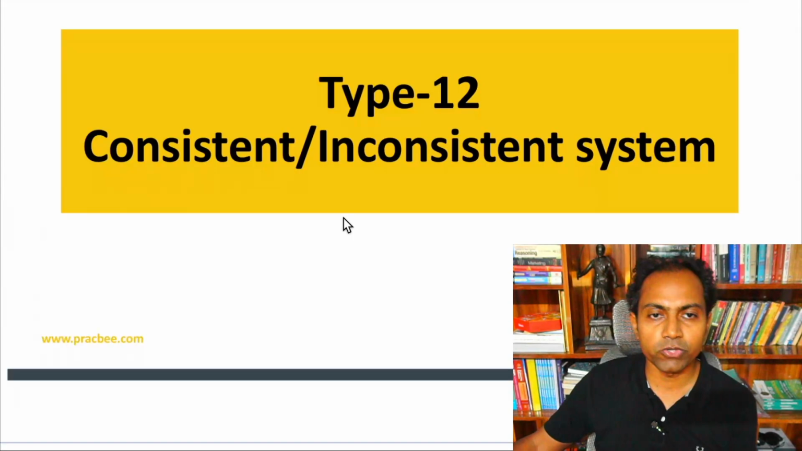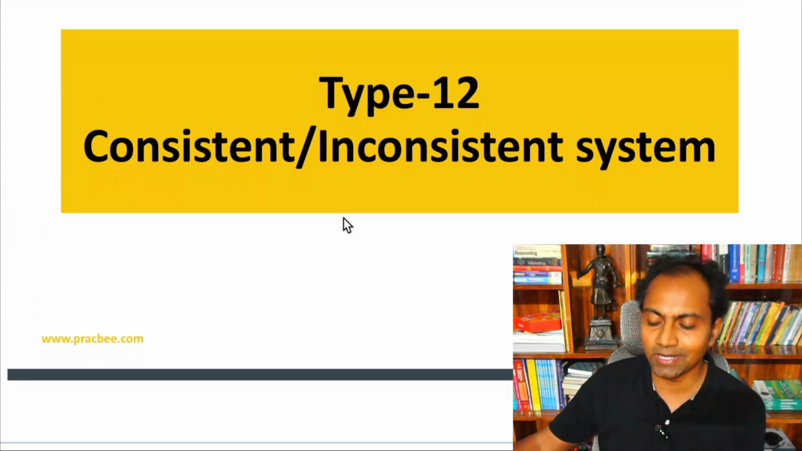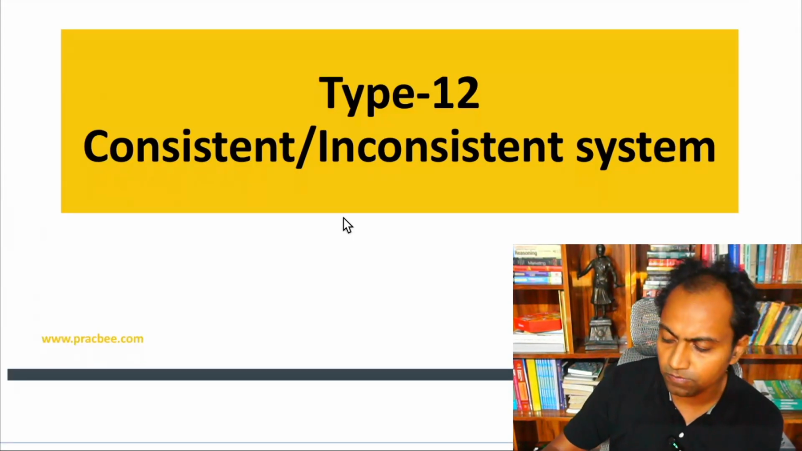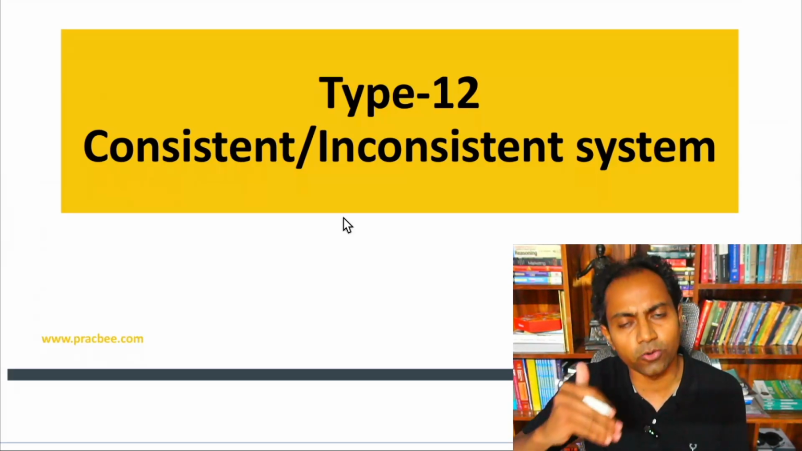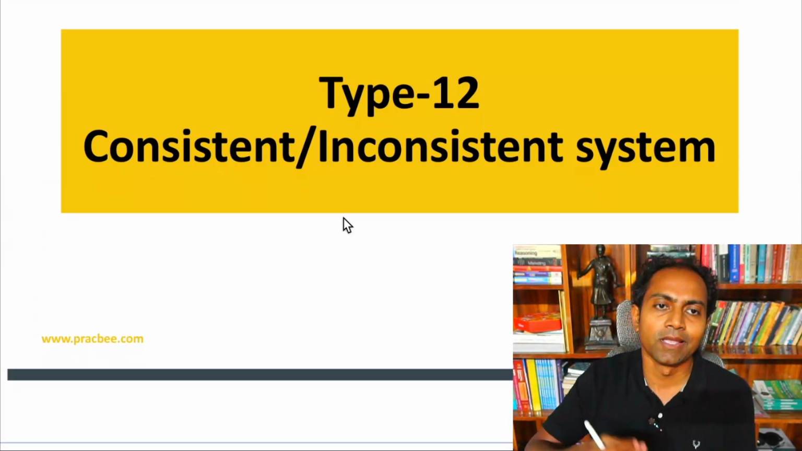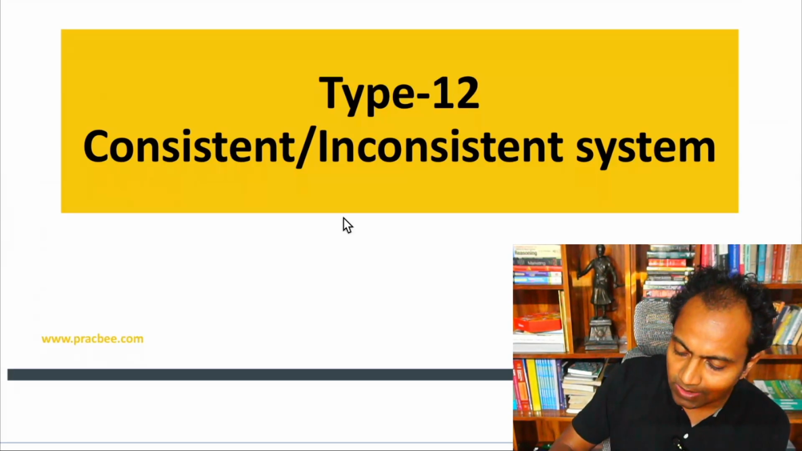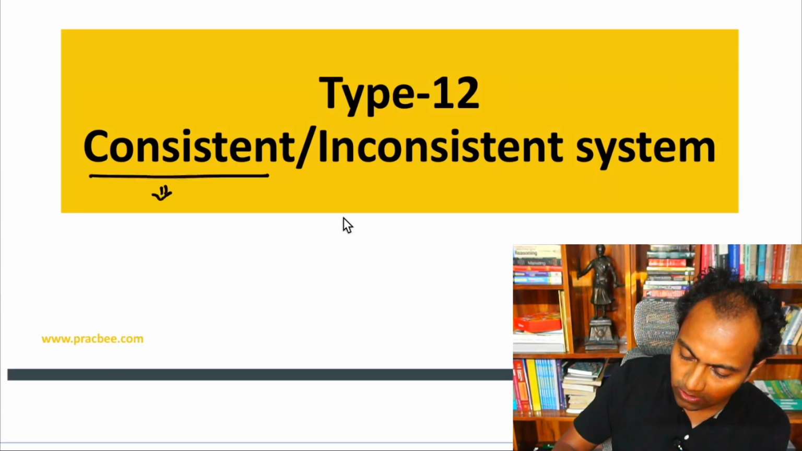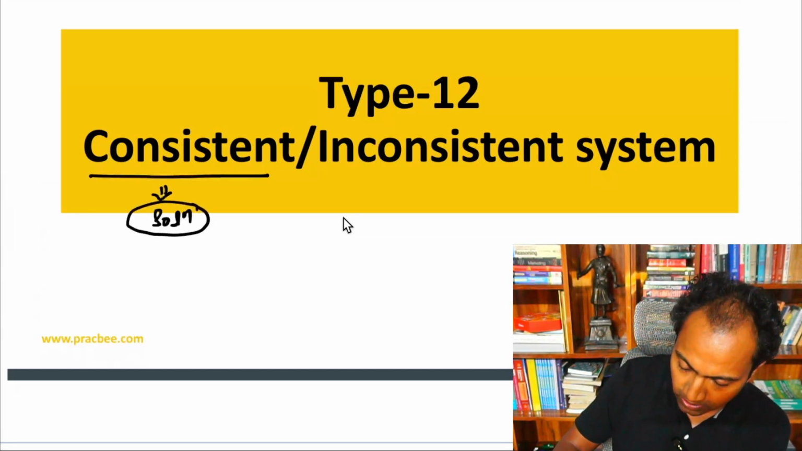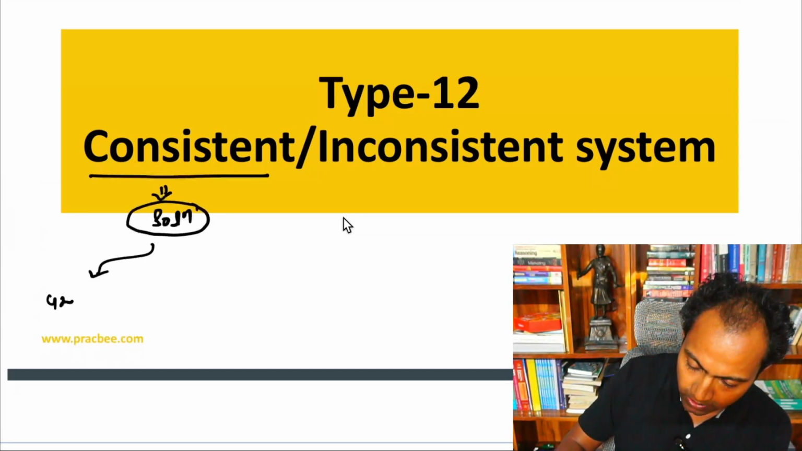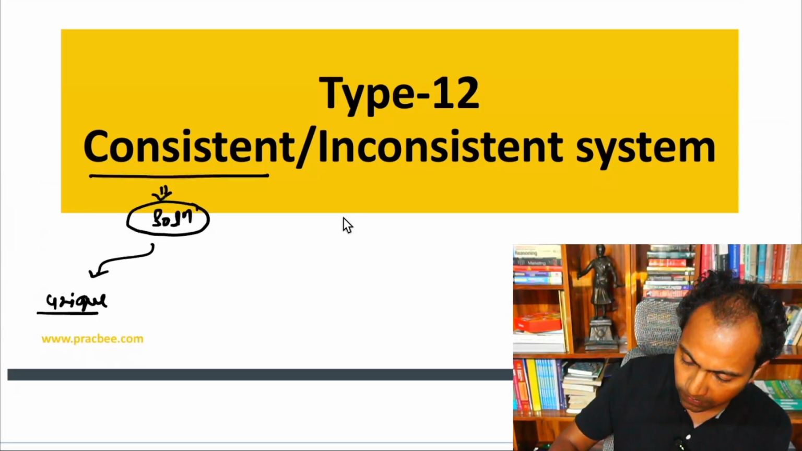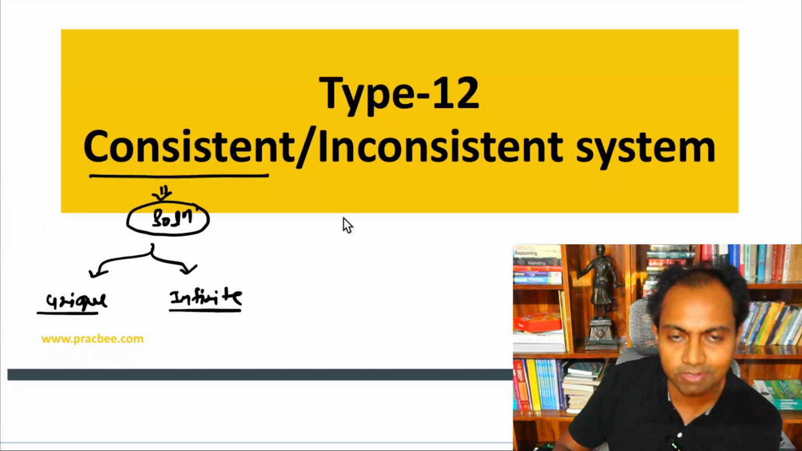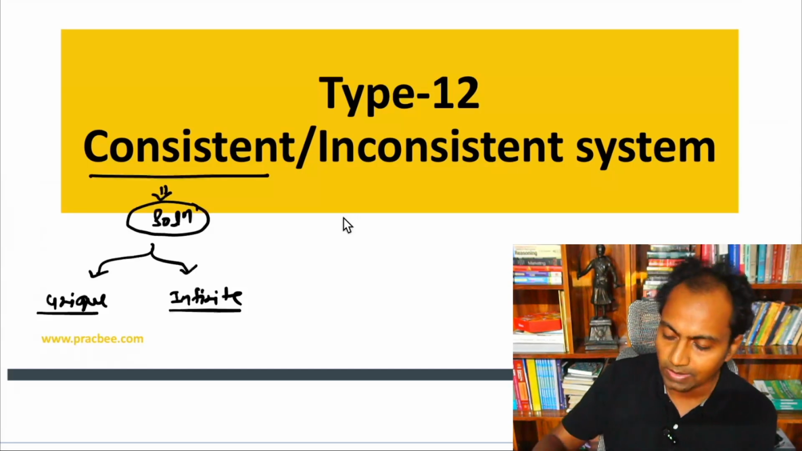Now type 12 questions are based on the idea of consistency and inconsistency. What do these two terms mean? Because this is just questions generated out of the use of different terms. It is not inherently a different question. See, consistent means something that has a solution. If a system of equations has a solution, we'll call it consistent. The nature of the solution is immaterial. It can be unique also, and it can be infinite also. Both are fine, but as long as there is a solution, we'll call it consistent.